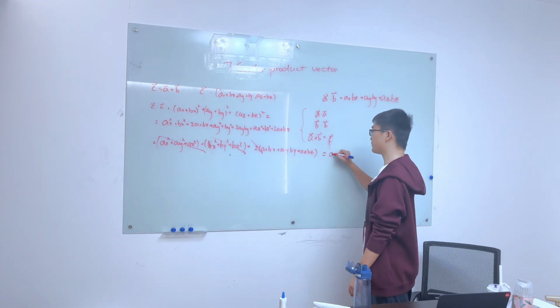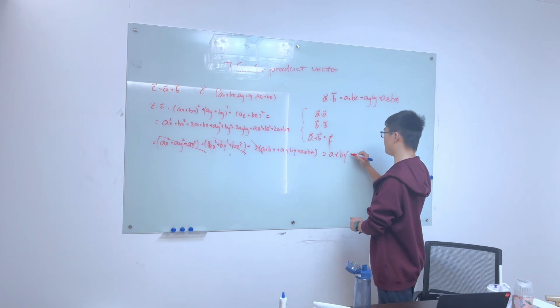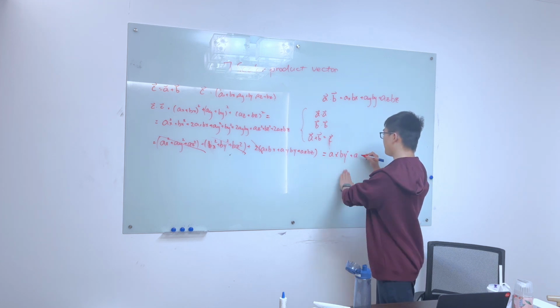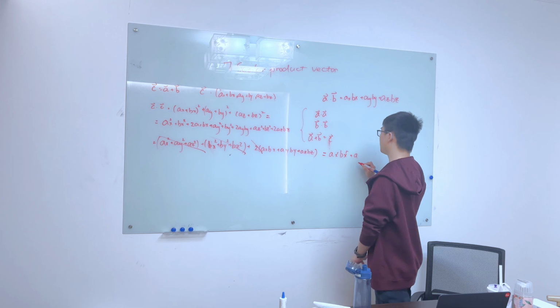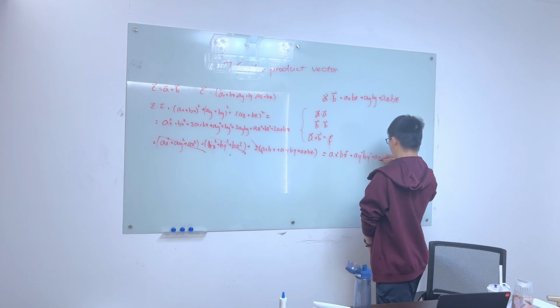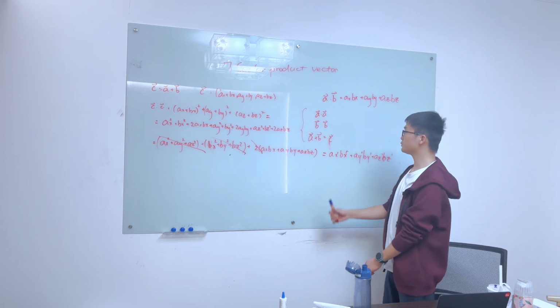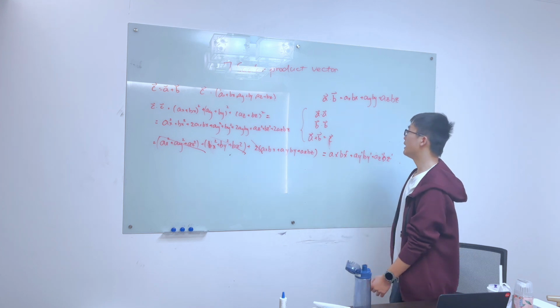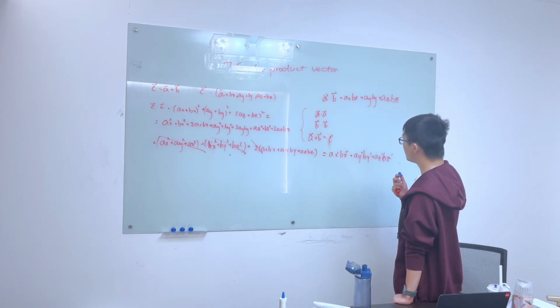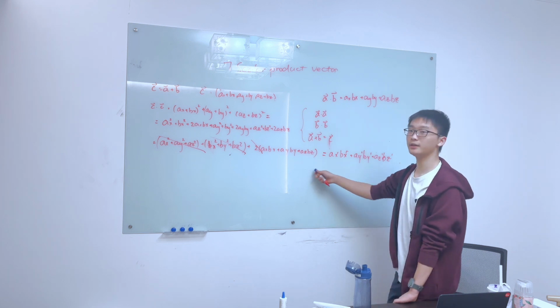So what's left for us is ax prime bx prime plus ay prime by prime plus az prime bz prime. So this is what we will be left with. And now our problem goes on with how do you prove that these two are equal.